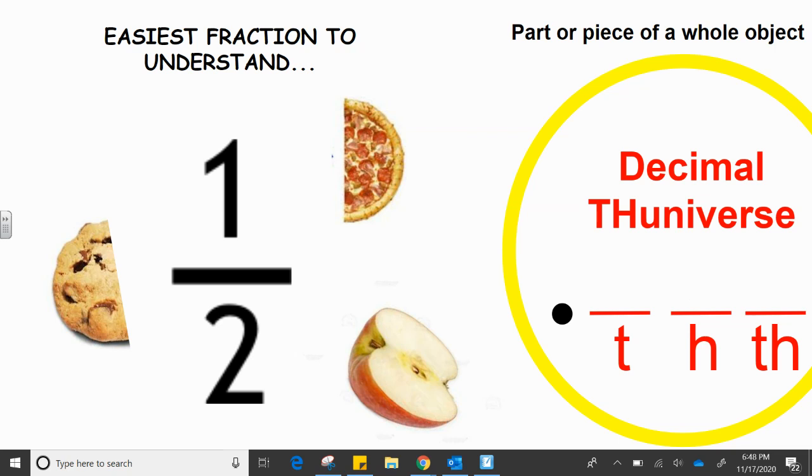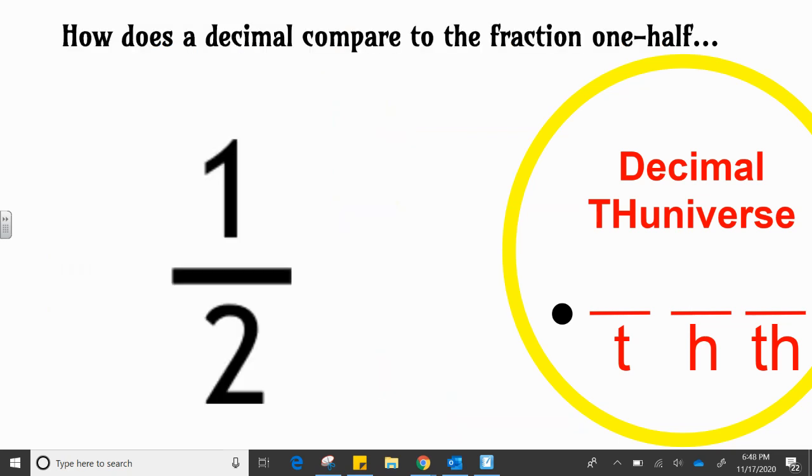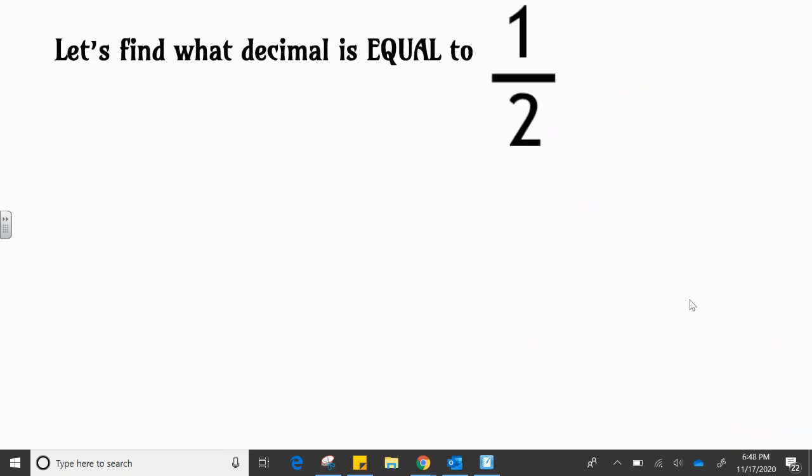And so what we're going to do today is really focus on how the decimal Thuniverse compares to the fraction 1/2. Because if you can just get a general idea of, okay, is the decimal Thuniverse worth less than half? Is it worth exactly half? Or is it worth greater than half? That gives you a lot of really important information. So let's focus on a half and figure out what decimals are exactly equal, the same as a half.